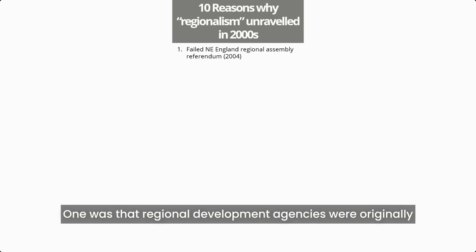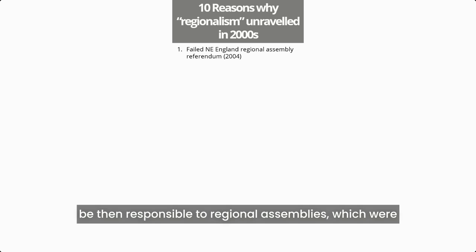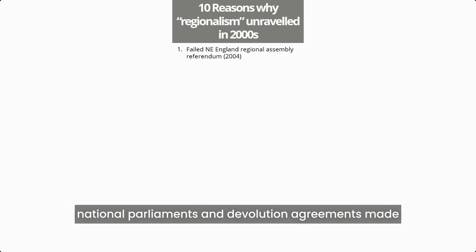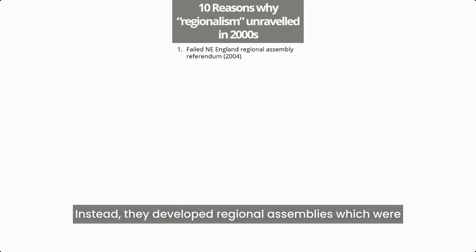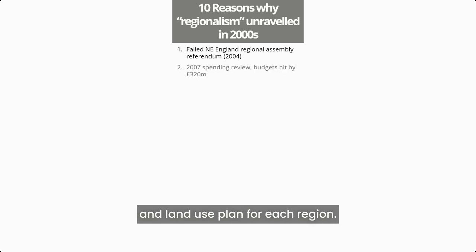One was that regional development agencies were originally established as parts of a national government department in England, and they were meant to be responsible to regional assemblies, which were meant to be democratically elected regional government. And this was meant to balance the national parliaments and devolution agreements made with Wales, Scotland, and Northern Ireland. So the referendum failed. Instead, they developed regional assemblies which were based on local authority leader representation, and they had responsibility for a strategic, spatial, and land use plan for each region.